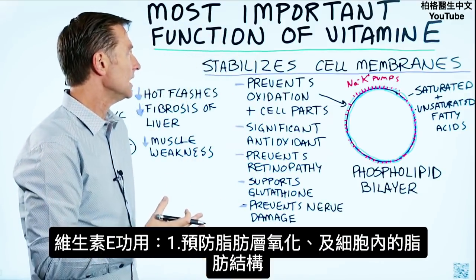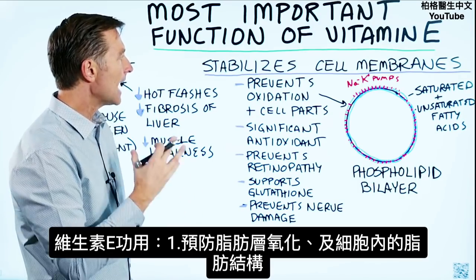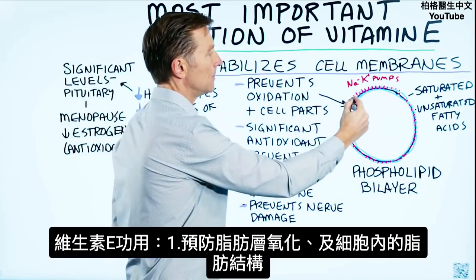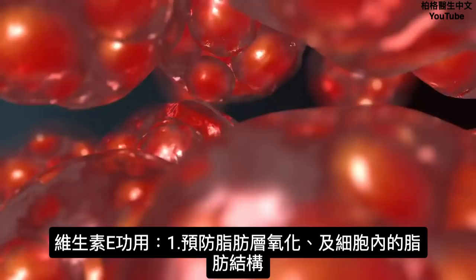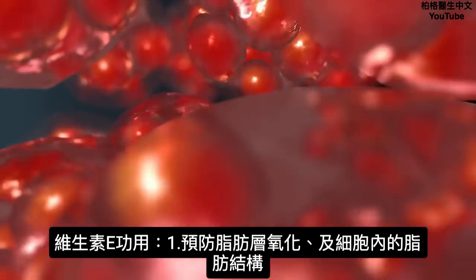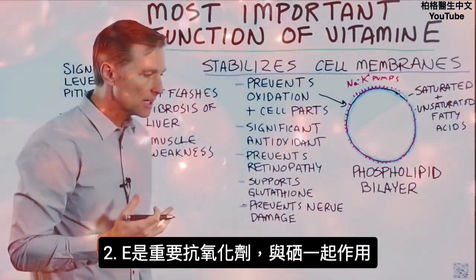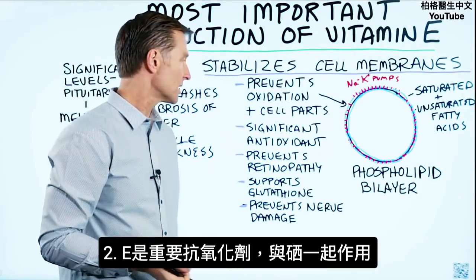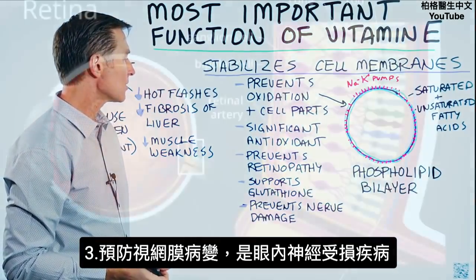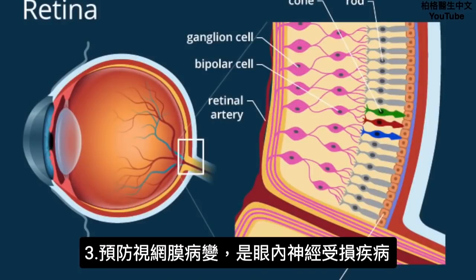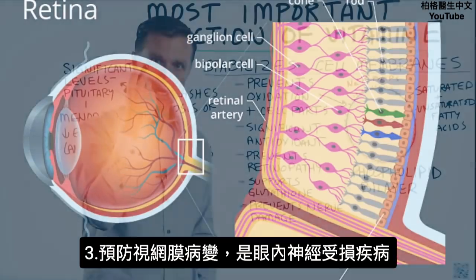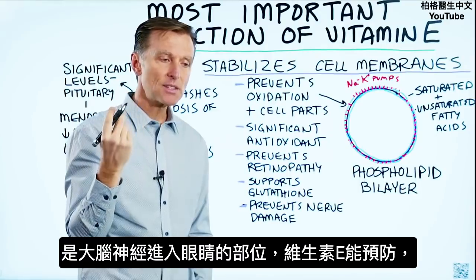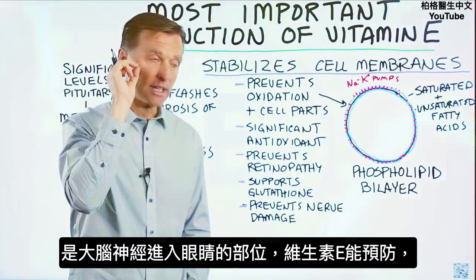So vitamin E helps prevent the oxidation of this fat layer right here, as well as the fat structures inside the cell. It's a significant antioxidant, and it does work with selenium as well. It prevents retinopathy, which is a disease of your retina, which is the nerve inside of the eye. It's basically an extension of the brain sticking out in the eye.